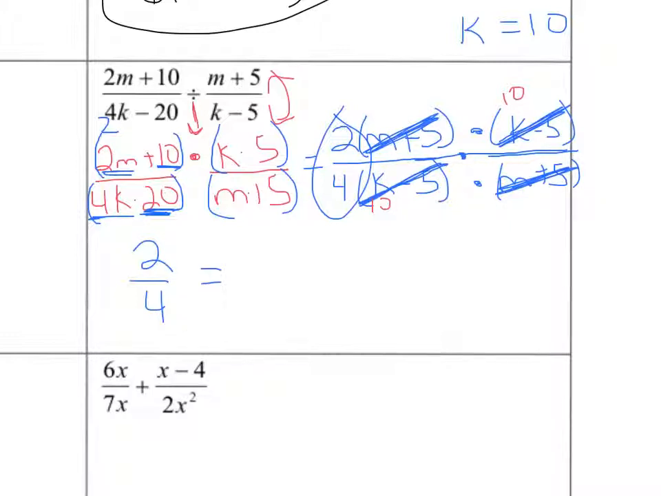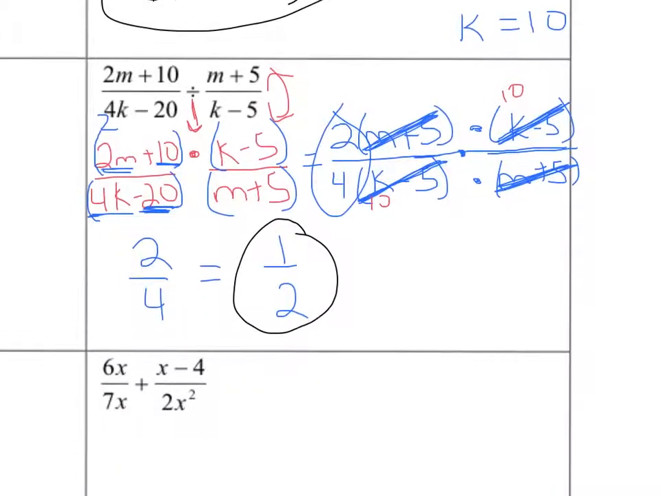And if I simplify 2 over 4, I get 1/2. So this would be the answer for the second one. Notice that this time all the letters canceled out, and on the top one they didn't. That's going to happen. You'll have one or the other. Sometimes you'll have letters, and sometimes you won't.